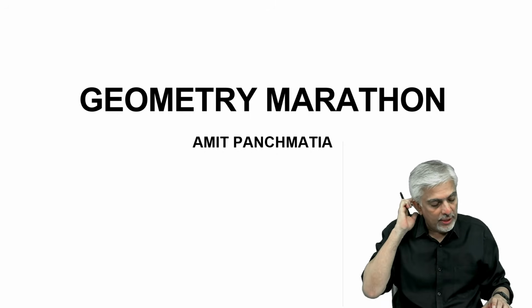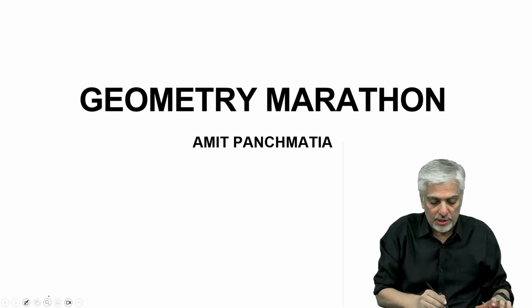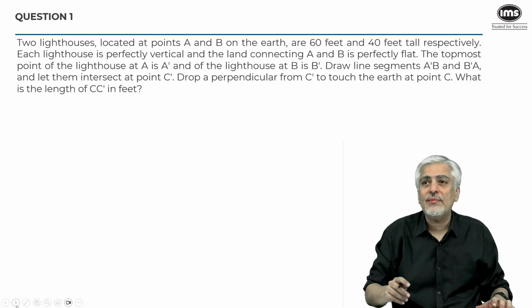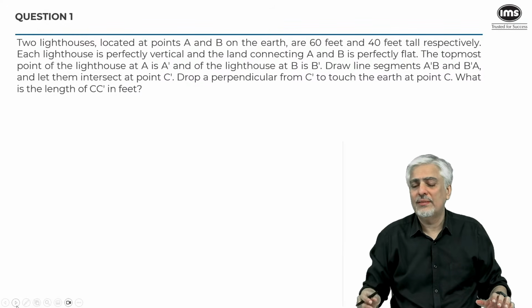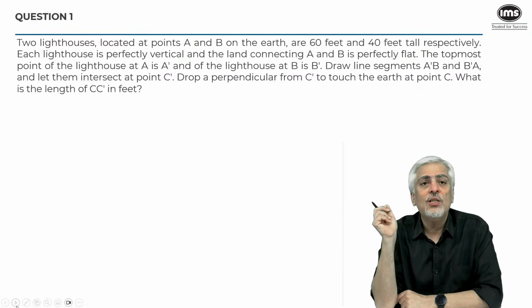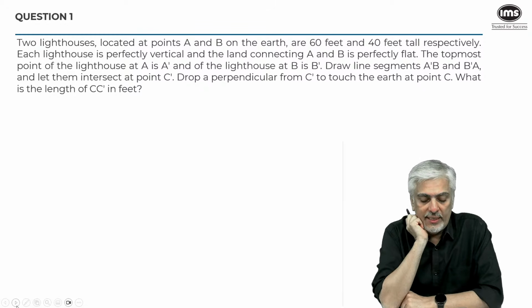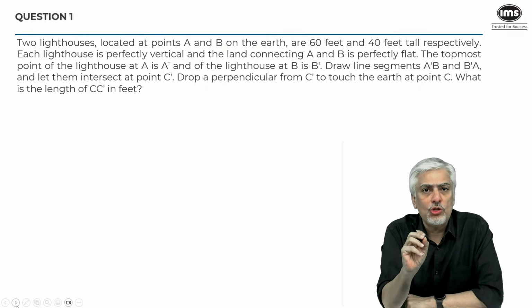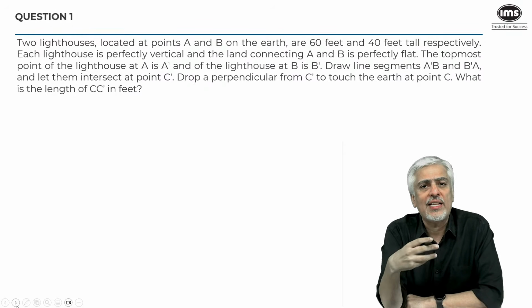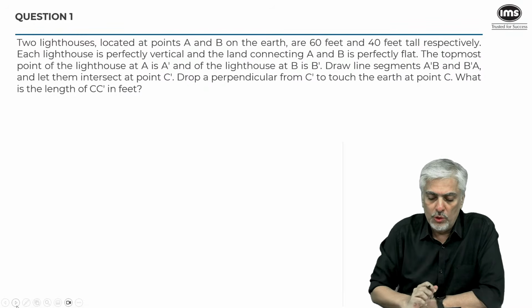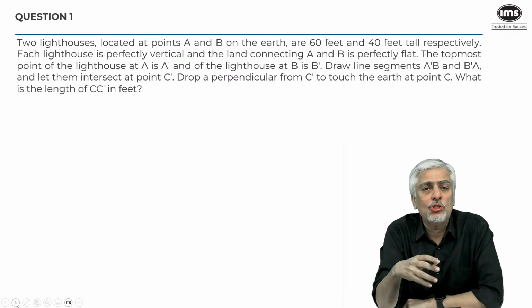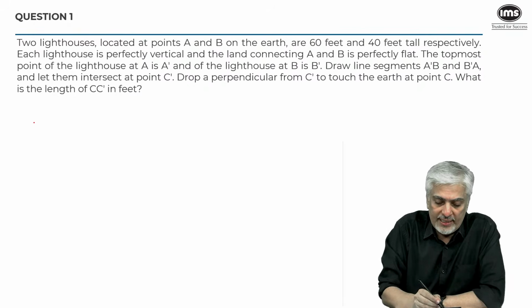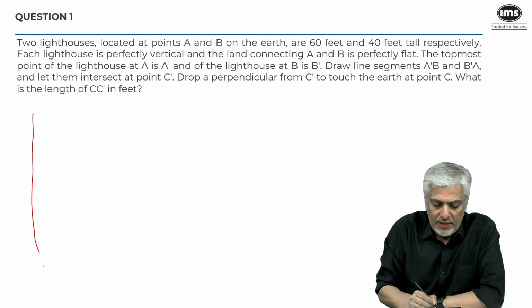So we're starting with today's session, with the first question. What have they told us? Two lighthouses located at points A and B on the earth are 60 feet and 40 feet tall. I'll give you the question, make a little bit of the diagram, and then leave it for you all to solve. That's how we are going to work on geometry. I'll guide you with the diagram so you don't waste too much time getting it.